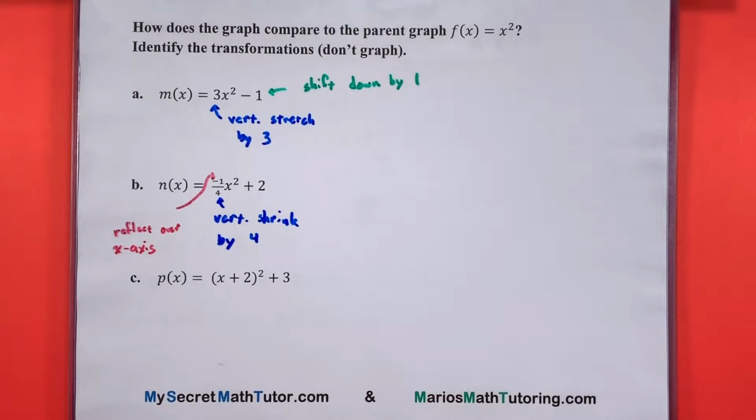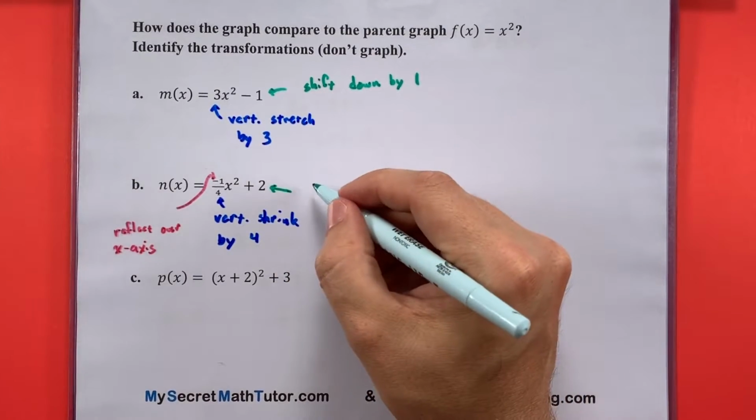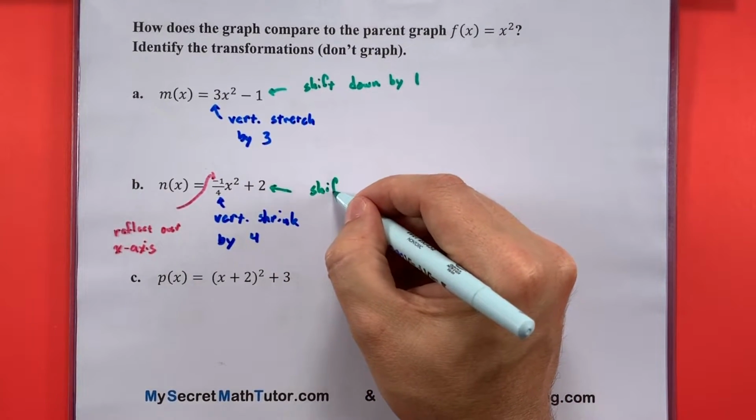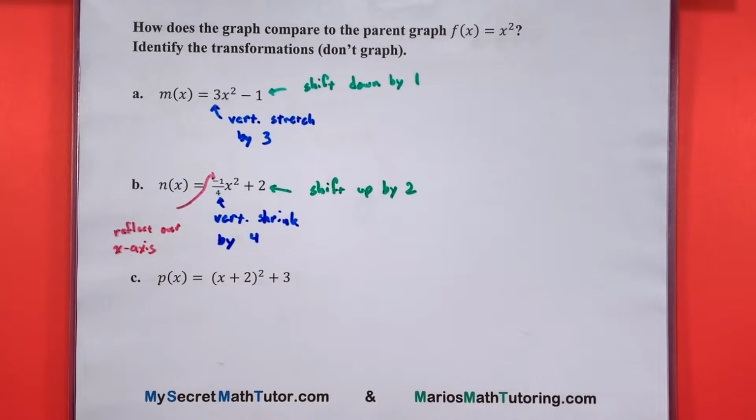All right, let's see. We got another transformation. This one is also on the outside. It comes from that +2. Since it's a plus, it will shift it up by 2. All right, and one more to go. This one is a little bit different. Notice how the +2 is actually right next to the x. This is an inside transformation.